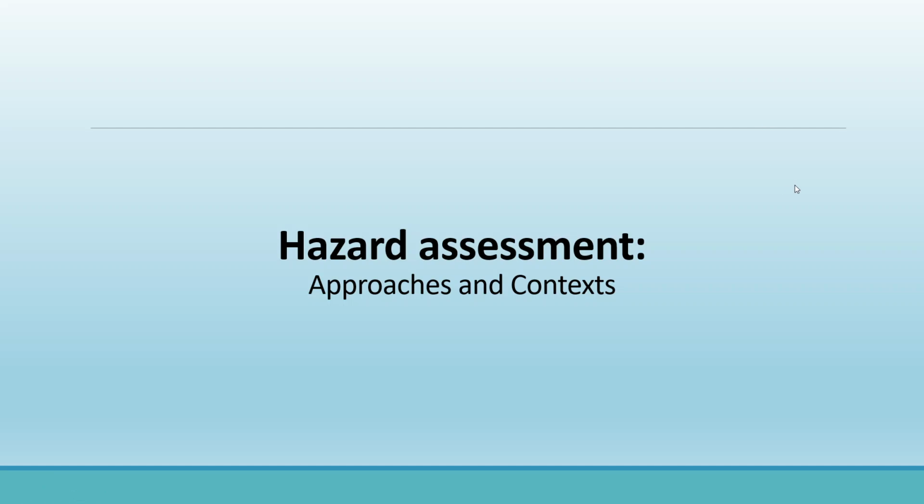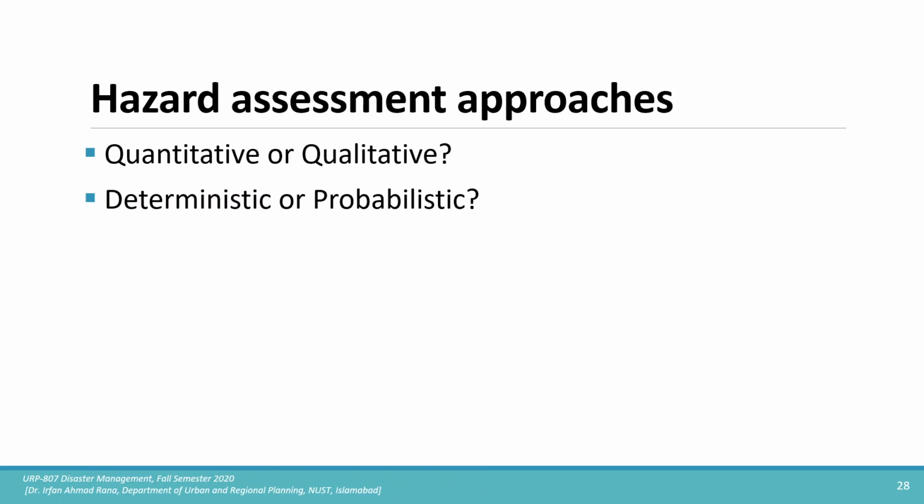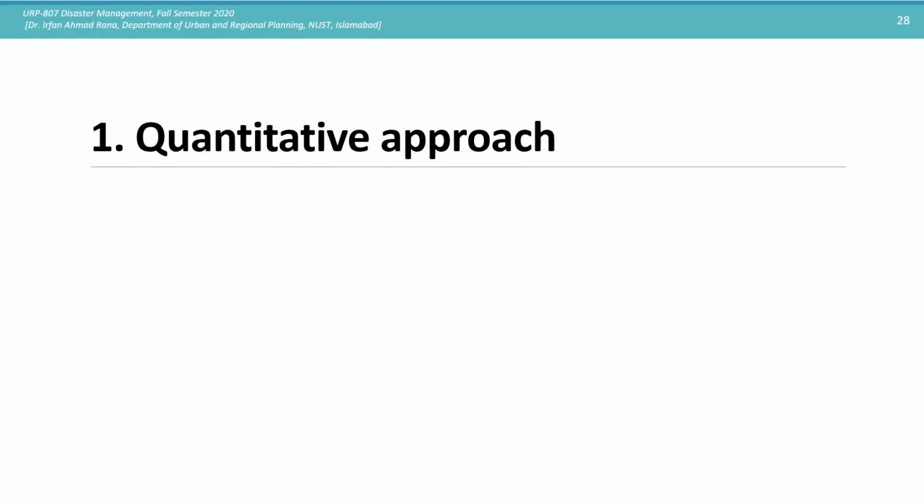So generally there are different types of approaches which we can use to determine hazard. Are we going to be measuring hazard quantitatively or qualitatively? Are we going to be measuring it using a deterministic approach or a probabilistic approach? Or we might go for a mixed or hybrid approach. So let's have a brief look at the different approaches.